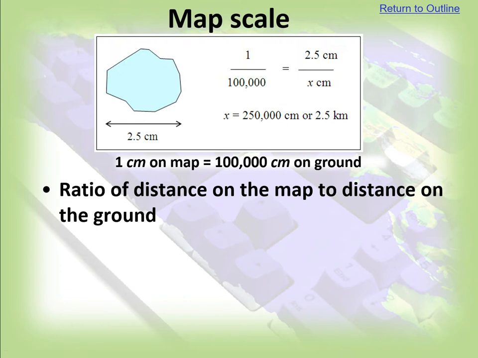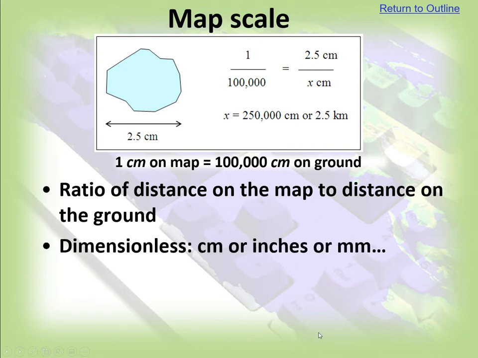So just as a quick review, the map scale is the ratio of the distance on the map to the distance on the ground. So for example, if we measured this to be 2.5 centimeters, and we know that our scale is 1 to 100,000, then we can take 100,000, multiply by 2.5, divide by 1, and we get 250,000 centimeters, or 2.5 kilometers on the ground. And that would give us our distance from one side of this to the other.